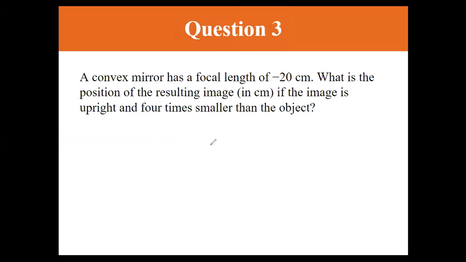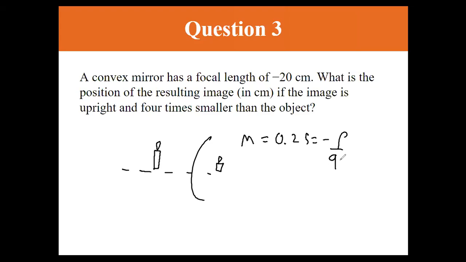So yes, it's a convex mirror. You have this object here, maybe a candle, and you expect the image to be over here, smaller. Knowing that the image is 4 times smaller, the magnification is equal to 0.25, which equals negative q over p. Sorry, it's always in terms of the image, q over p. And then p is equal to negative 4 times q.